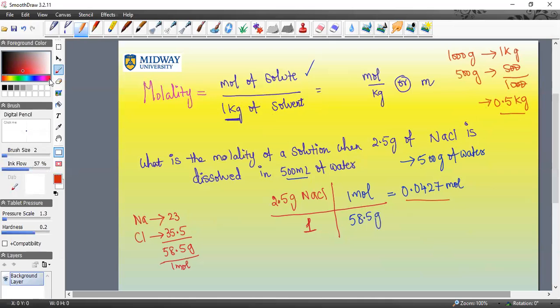So what does that mean? It means molality equals 0.0427 moles divided by 0.5 kg of water, which would be 0.0427 divided by 0.5. Put that in your calculator, and you get 0.0854 moles per kilogram, or 0.0854 lowercase m.